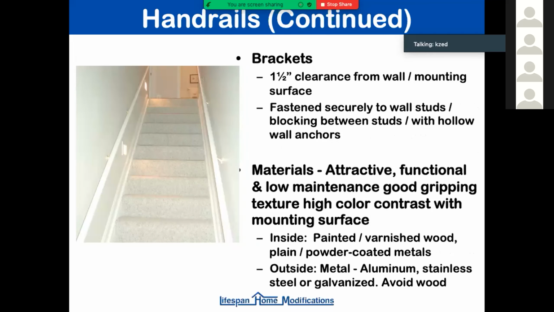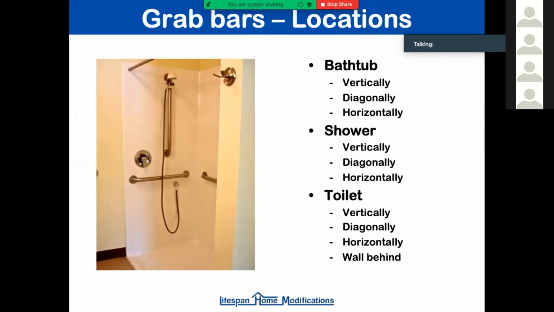The brackets need to be about 1.5 inches from the wall. They need to be attractive. This example here is a case where there is no contrast between the handrail and the wall, and in low light, they would be very difficult for a person to see if they needed them in an emergency.